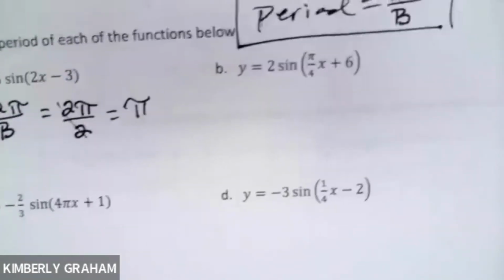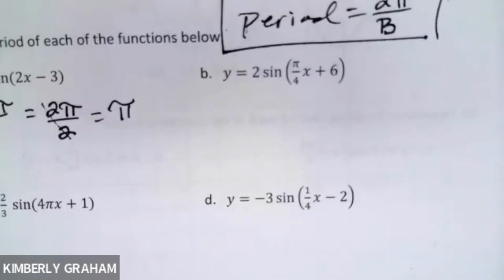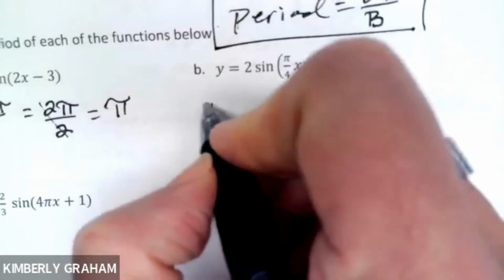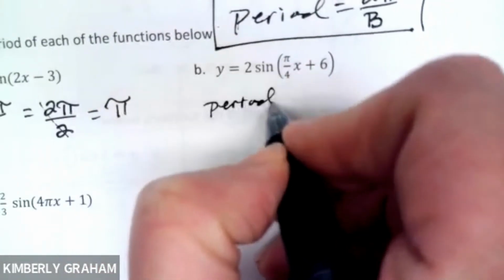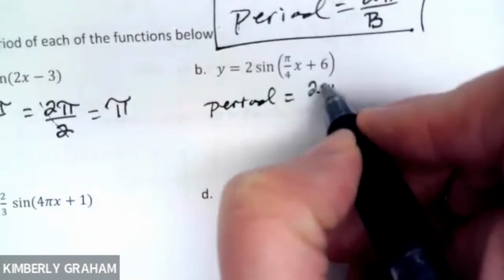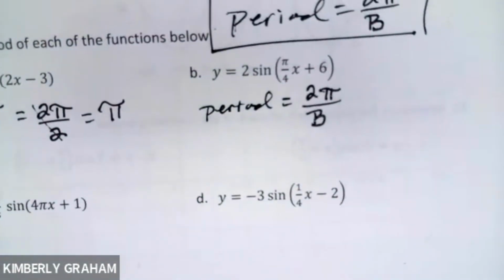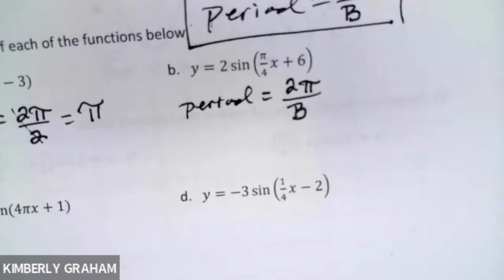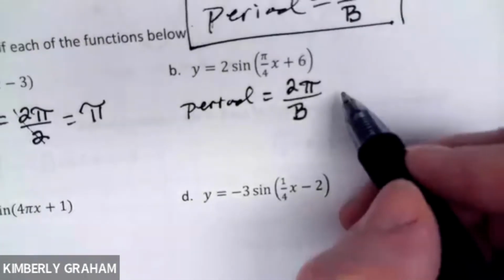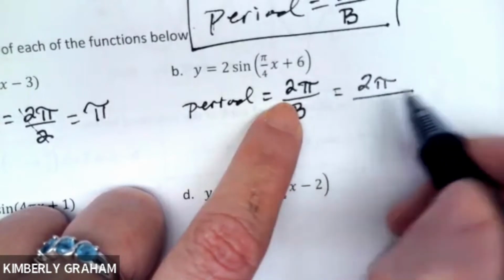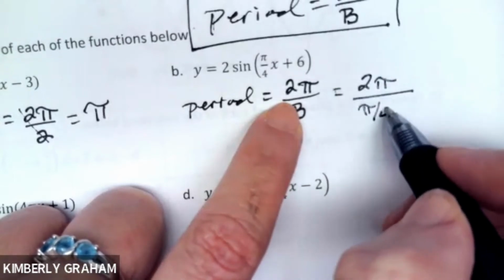Okay, so problem B here is where it starts to get a little bit more interesting. Period. I'm writing down my formula. The best way to memorize your formula is to write it down every time you use it. And that's also the best way to help you understand where your answer is coming from, is to be sure that you're understanding that formula. So I have 2 pi divided by pi over 4.